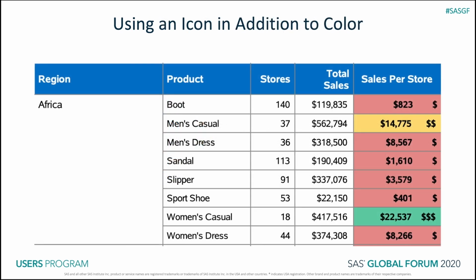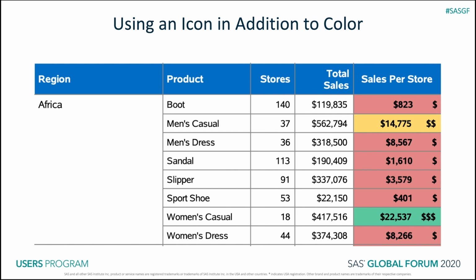So here's that example again of the traffic lighted table. And so I was using red, green, and yellow to indicate different sales levels. You know, it's a high performing store, medium performing store, a low performing, I guess in this case, a product. And so how do I convey that if I can't distinguish color? And so what I've done here is I've added an icon to the traffic lighting. So for my high performing stores, I added the triple dollar sign. For the medium performing stores, I added the double dollar sign. And for the low performing, I added a single dollar sign.